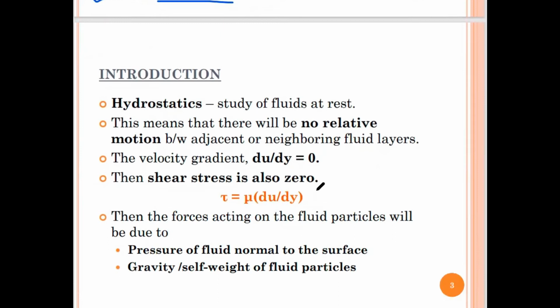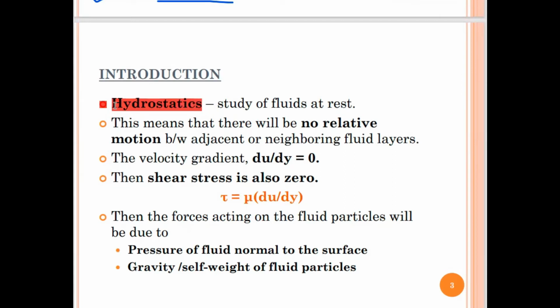We'll see what hydrostatics is and what hydrostatic forces are, and what the different surfaces are where those hydrostatic forces will act. That is the introduction. Coming to the introduction, first is what is hydrostatics.